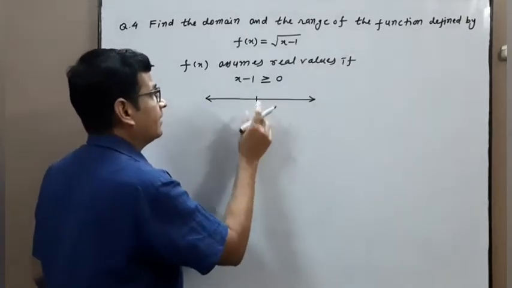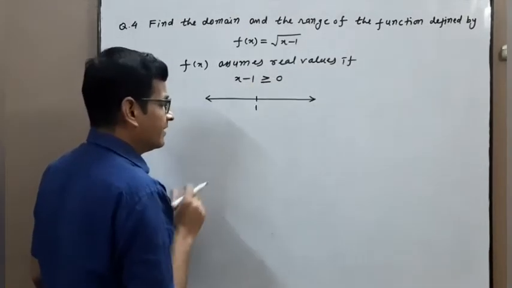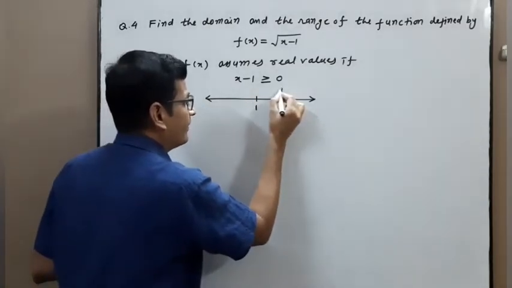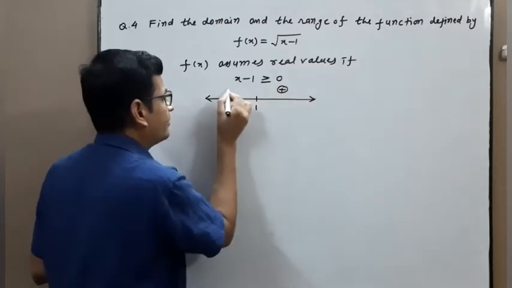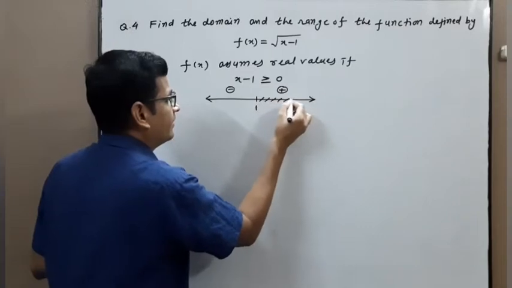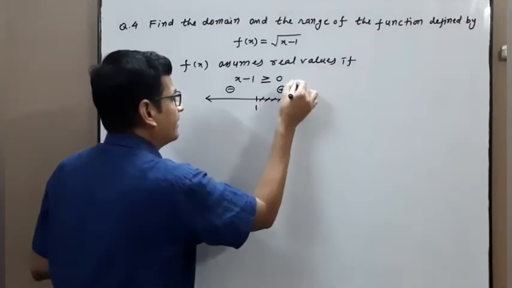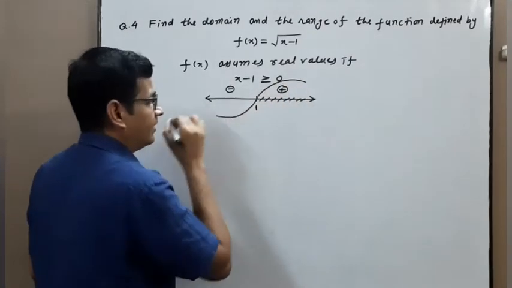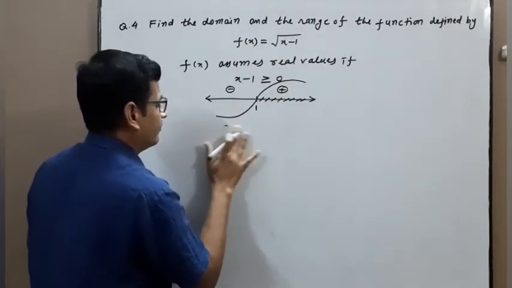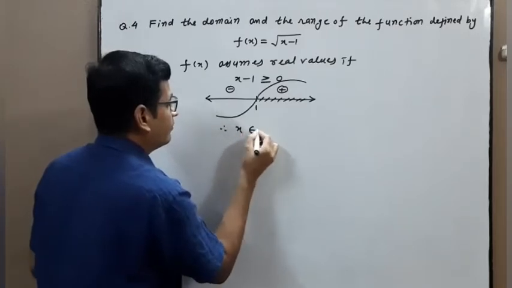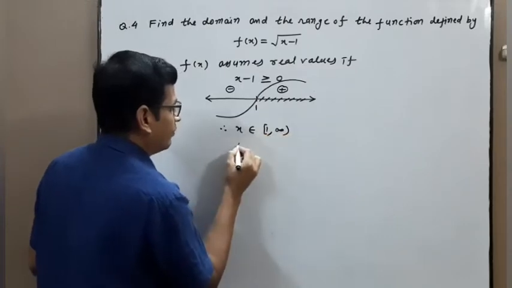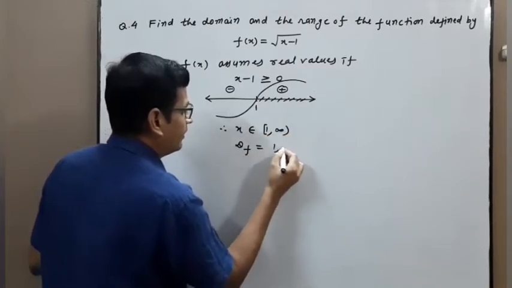In which interval is x minus 1 greater than 0? Sign of x is positive, so use the wavy curve method. In the first interval positive, in the second interval negative. So the answer is 1 to infinity. We can use the wavy curve method in this one. Positive and negative. So domain f: therefore x belongs to 1 to infinity. So domain f is equal to 1 to infinity.